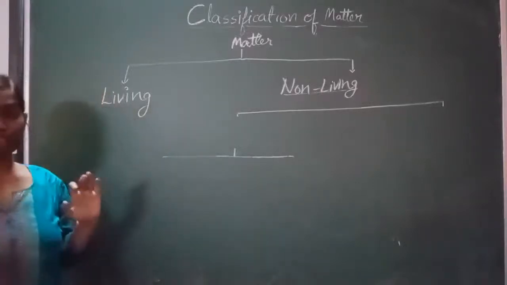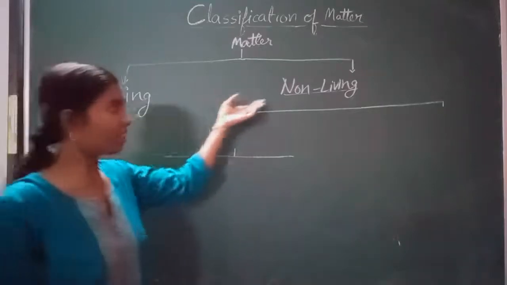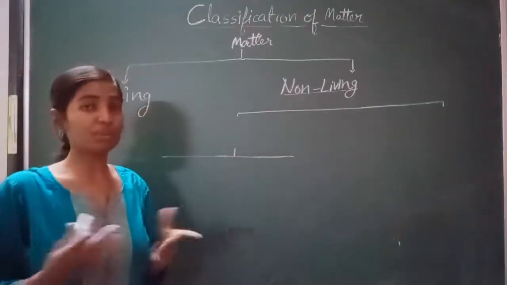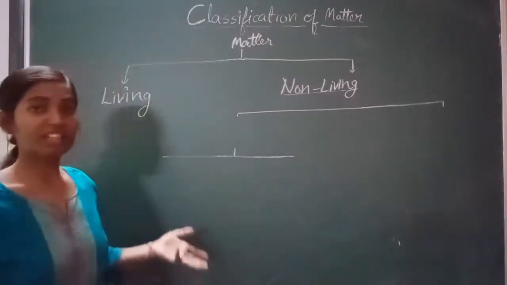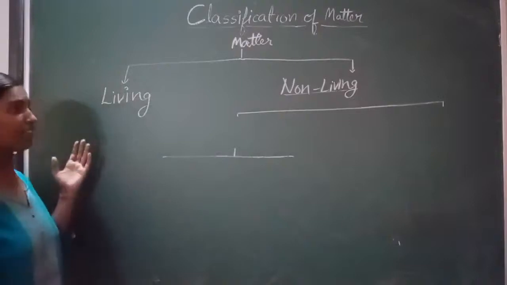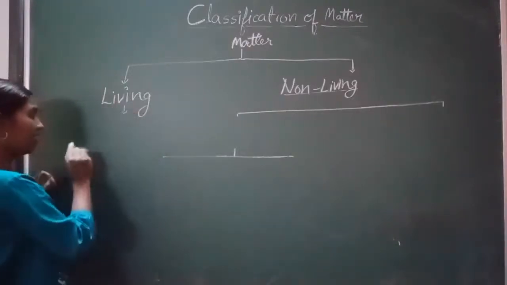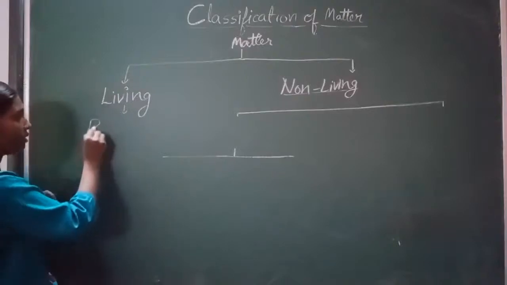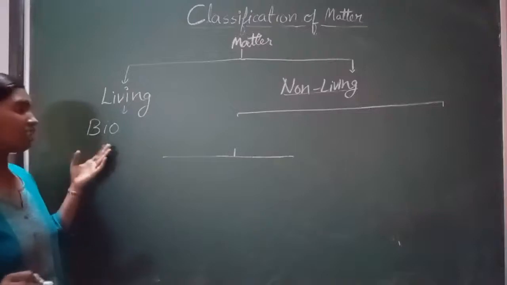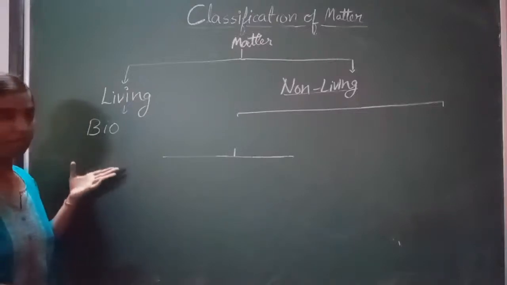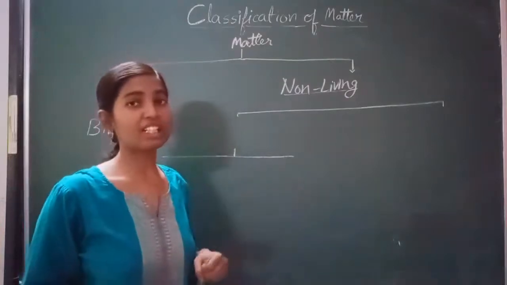Living means those who can grow, breathe and move. And non-living things are those which cannot grow, cannot breathe, cannot move. So all these things come under the headings of living and non-living. Living things we study under bioscience, so no need to go through this classification in your bio subject. We will go through the non-living, how these non-livings are classified.